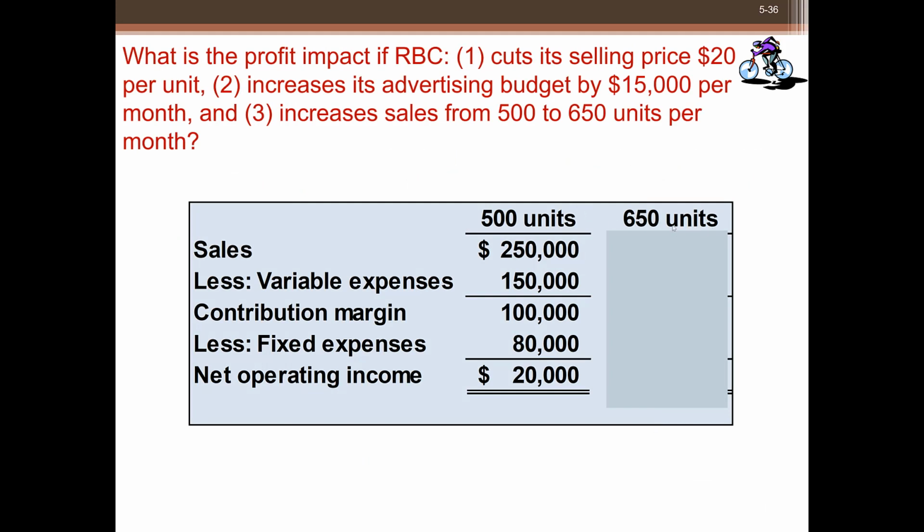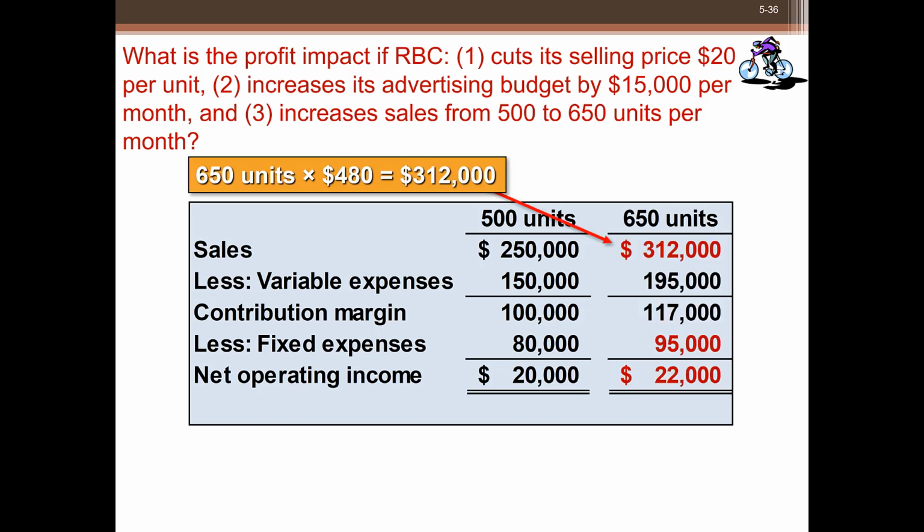Based on the increased units sold, 650, we can calculate the total sales: 650 units multiplied by 480. How can we get the 480 here? The original selling price is 500 per unit, and now the company cut its selling price $20 per unit. So the new selling price per unit is 480. So 650 times 480, you'll get 312,000.